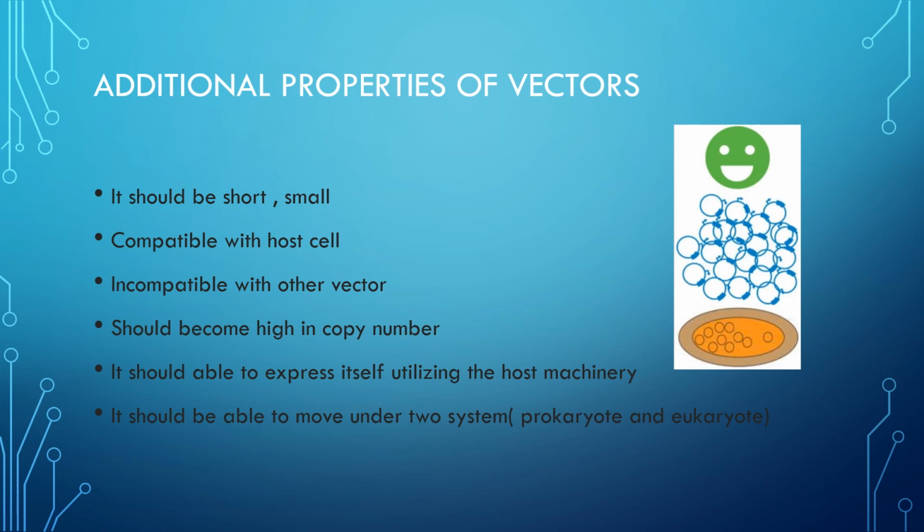Additional properties of vectors. They should be short and small, and these vectors should be compatible with the host cell and incompatible with other vectors. These vectors should be high in copy number. It should be able to express itself utilizing the host machinery. It should be able to move between two systems, such as prokaryotes and eukaryotes.